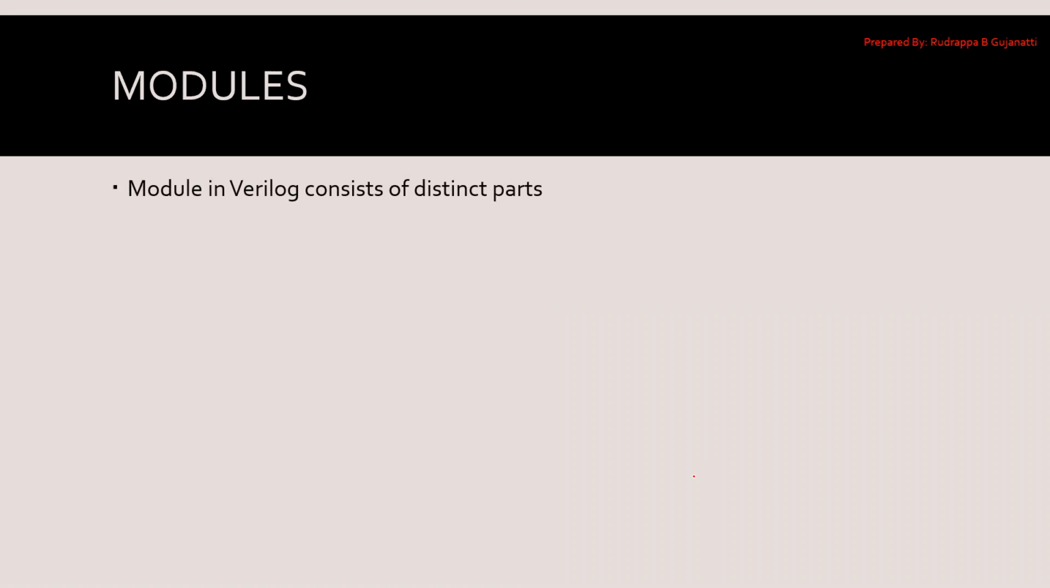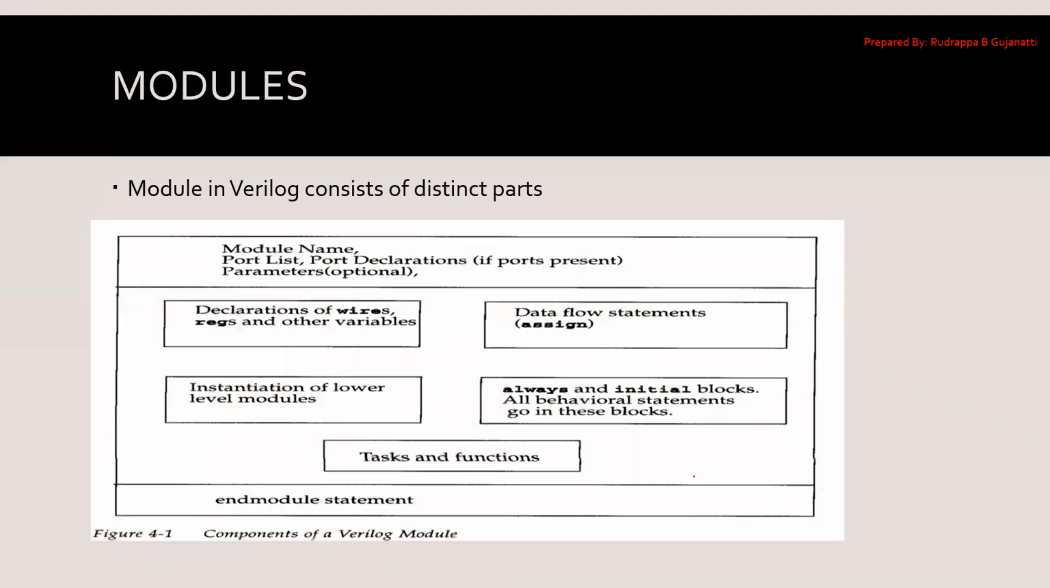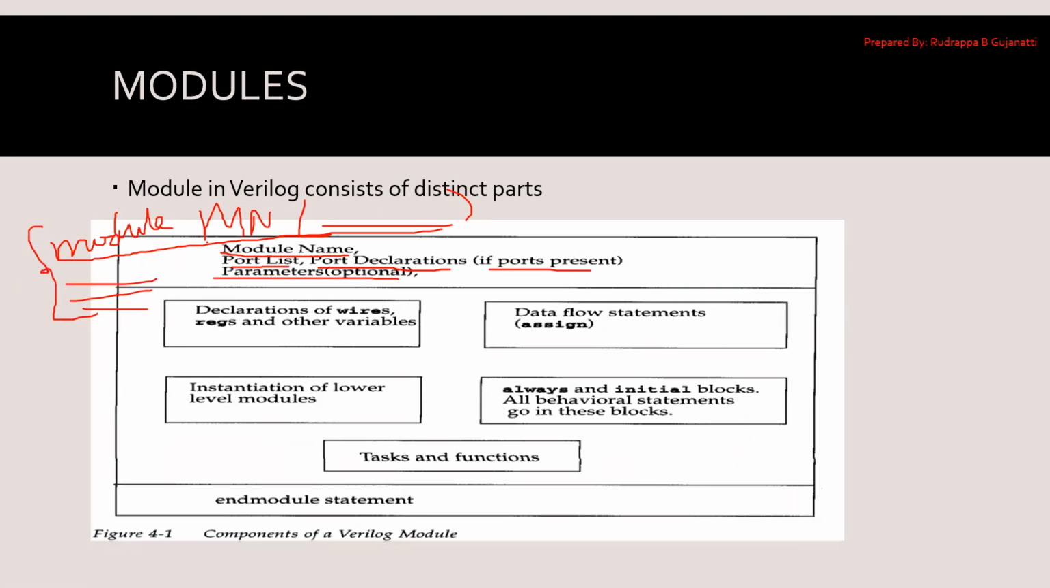Now what we have to look at is what a module basically consists of, and how we can separate it. We can see that we have different things available here. In the previous case, we had module, then the module name, then the port list. That is the first part you can observe: module name, port list, port declaration if ports are present, then the parameters if they are present. We'll be defining these ports.